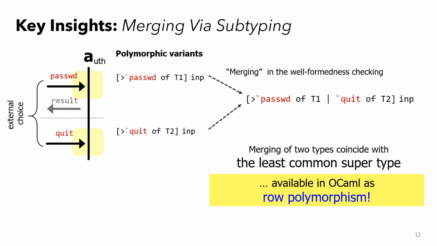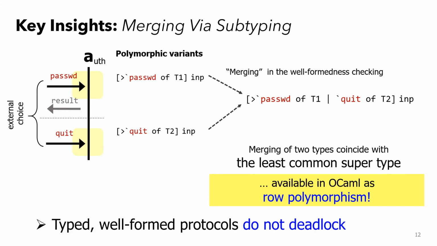OCaml has polymorphic variants, which is grounded by row polymorphism. This enables merging of two input types into one. If the protocol is well-formed, then the protocol is deadlock-free.